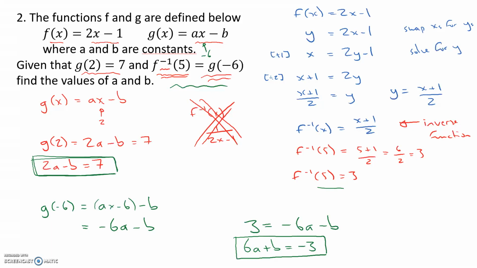Before you watch video C, I would like you to take those two equations, 6a plus b equals negative 3 and 2a minus b equals 7, and solve them as simultaneous equations. So solve those two simultaneous equations and then watch video C. Good luck.